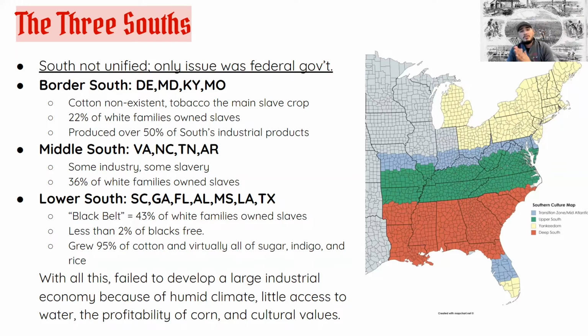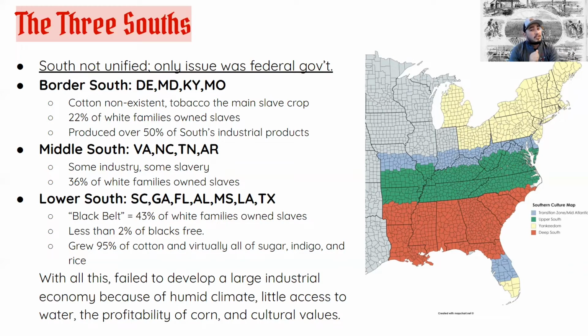Now let's talk about those different regions of the South real quick. Here's something that we need to understand. Border South. This is where we're talking about Maryland, Kentucky, Missouri. These are places where cotton was non-existent. Tobacco was the main slave crop, simply just because of climate reasons.